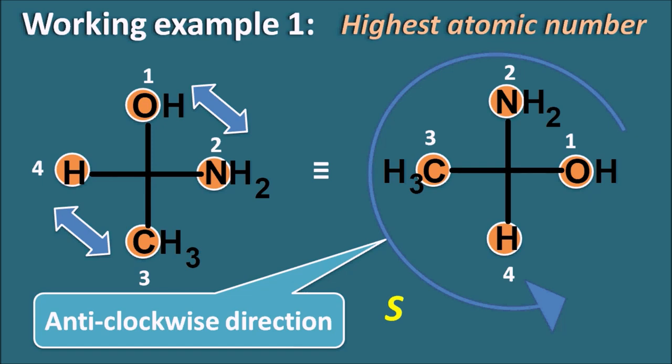But after giving the priority order, we have to check that the lowest priority group is on the vertical line. If it is not on the vertical line, we can make a parallel transition such that we bring the lowest priority group to the vertical line. Let us go with another example.